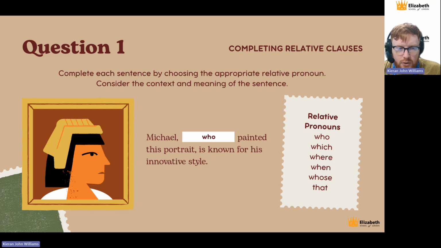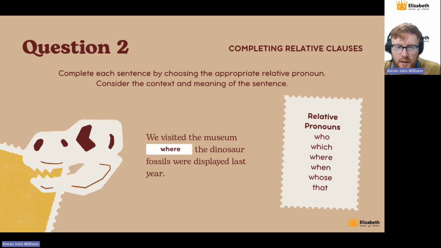Okie dokie. So your answer here should be who, because we are referring to Michael. Michael is a person, so that is why we would use the relative pronoun who. So on to the second one. Here we've got we visited the museum, the dinosaur fossils were displayed. So which relative pronoun would you use? Well, you should be using where, because we're speaking about a museum, a location, a place. So that is why you would use where.